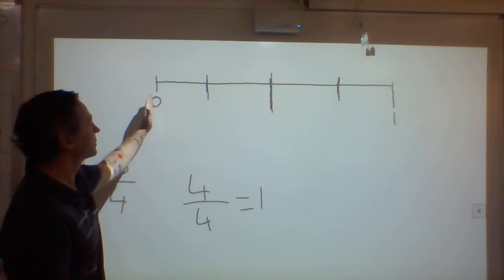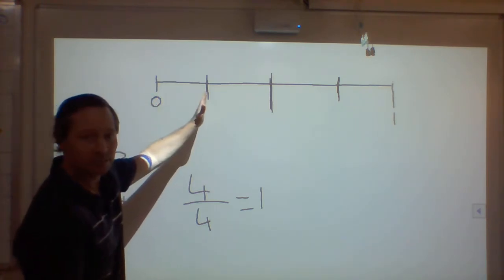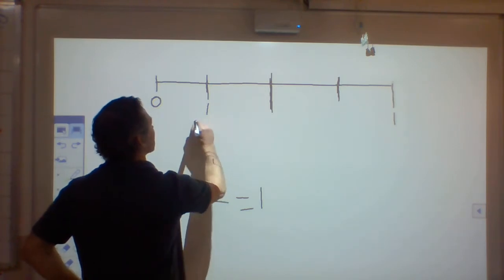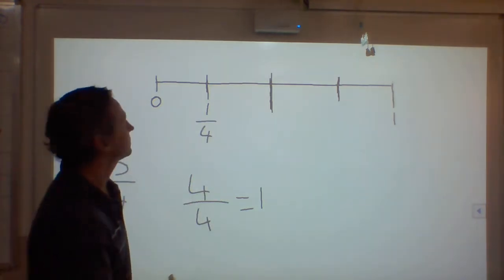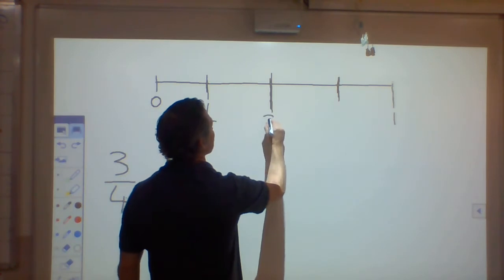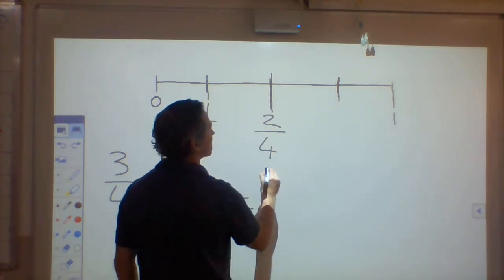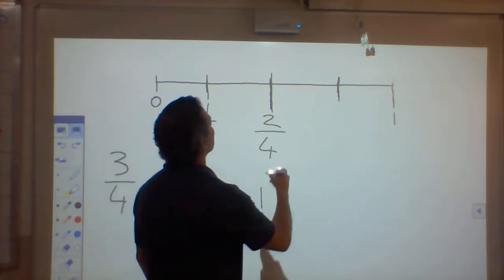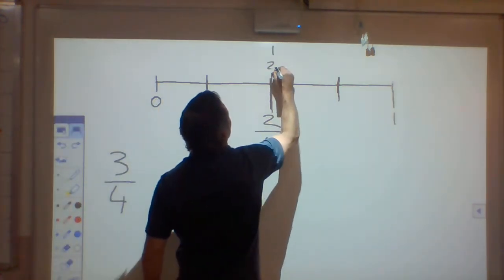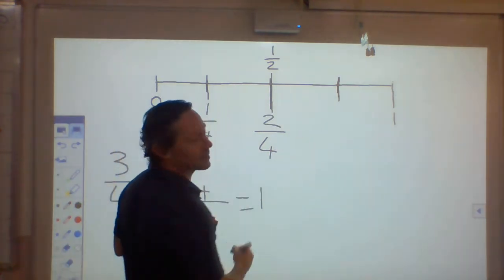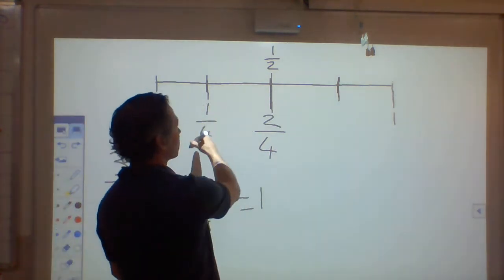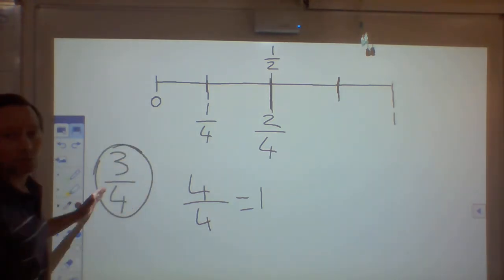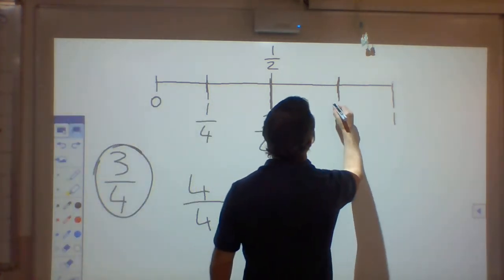So here is 0. This piece here would be 1/4. Here would be 2/4, which is equivalent or equal to a half. So this is halfway between 0 and 1. 1/4, 2/4, what I'm really looking for is 3/4. 3/4 must go here.